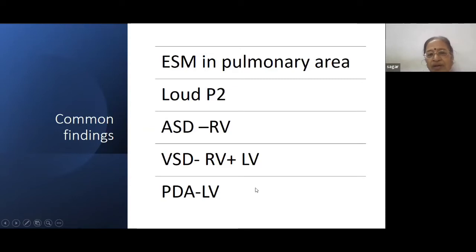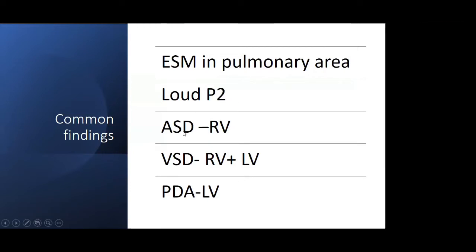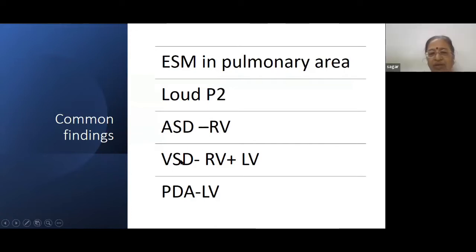The common findings that we find in ASD, VSD, and PDA are that there is an ejection systolic murmur in the pulmonary area. This is a common theme that you'll find in all these shunts. There is a loud P2, because of the pulmonary artery hypertension that you have. In ASD, the load is on the right ventricle. In VSD, it's on the right ventricle and left ventricle. And PDA is mainly left.